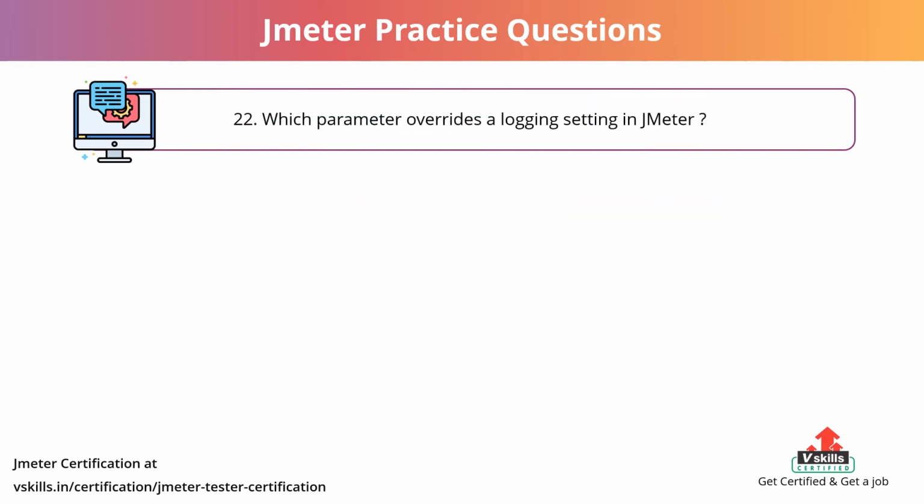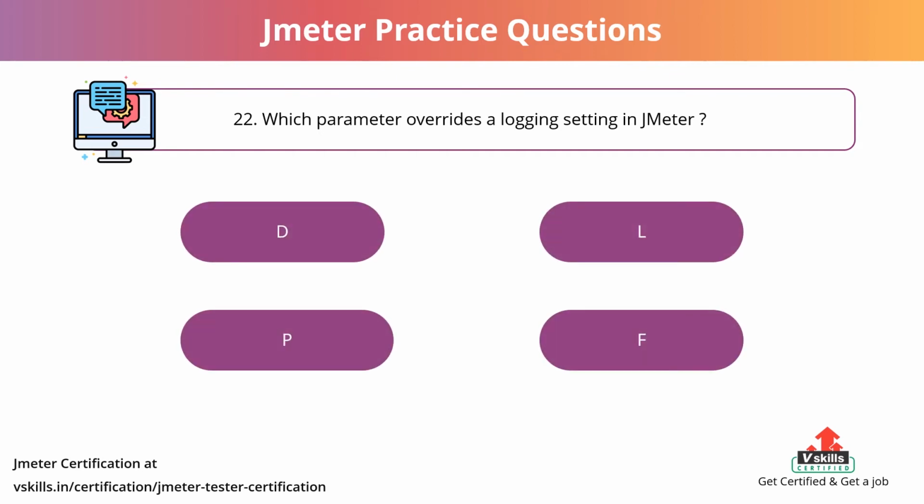Question number 22. Which parameter overrides a logging setting in JMeter? The options are A. -d, B. -L, C. -p, D. -f. The correct answer is option B.